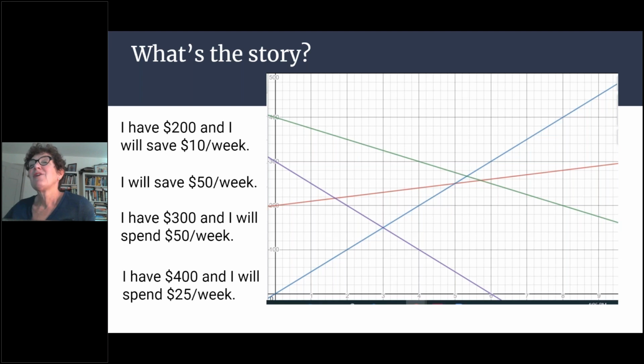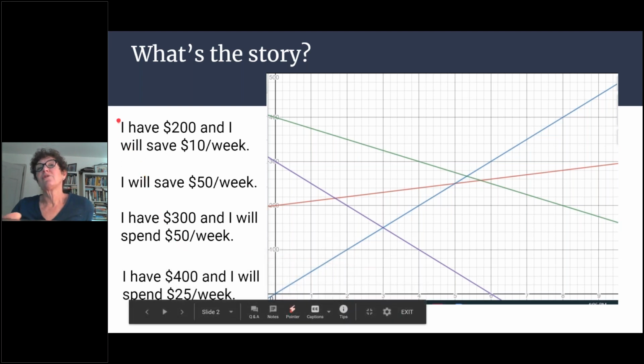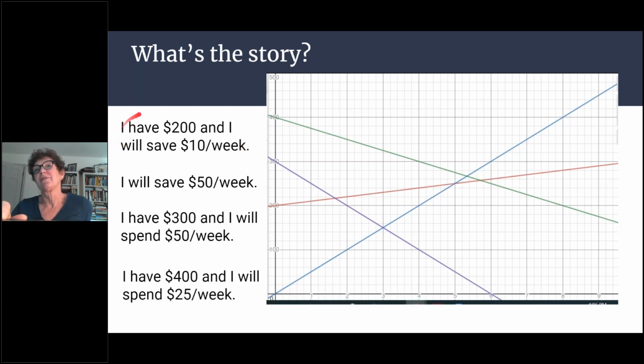Good. So we're talking about graphing linear equations, and we're looking at 4 different lines here. And each one of these lines represents an equation. It also represents a story. So each one of these short little stories here corresponds to one of these lines. We're going to figure out which line goes with which story.